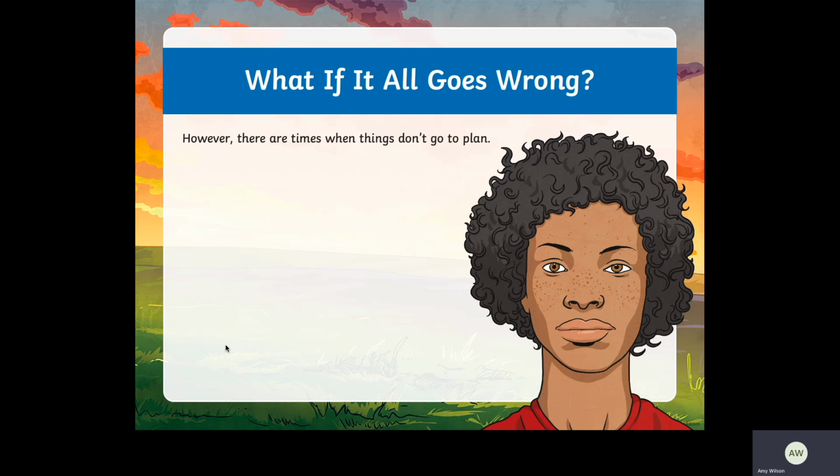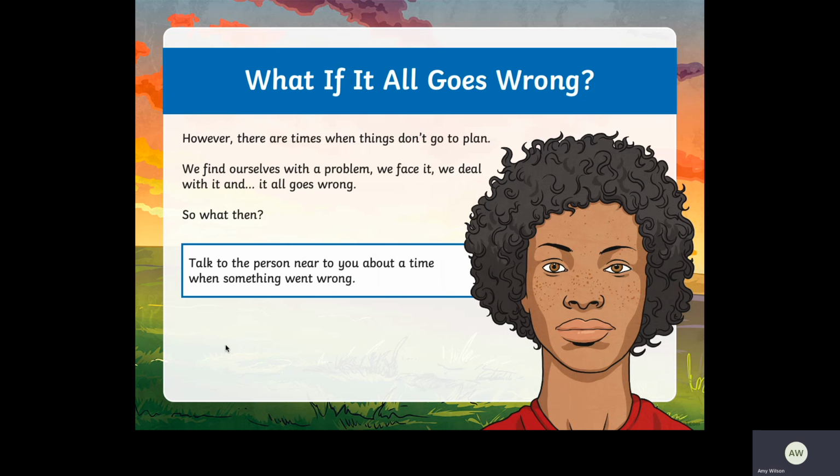So what if it all goes wrong? There are times when things just don't go to plan. We find ourselves with a problem, we face it, we deal with it, and it all goes wrong. So what then? Talk to a person near to you if you can talk across the tables if you're in school, or just think to yourself, or if you're at home, talk to somebody around you about a time when something went wrong.